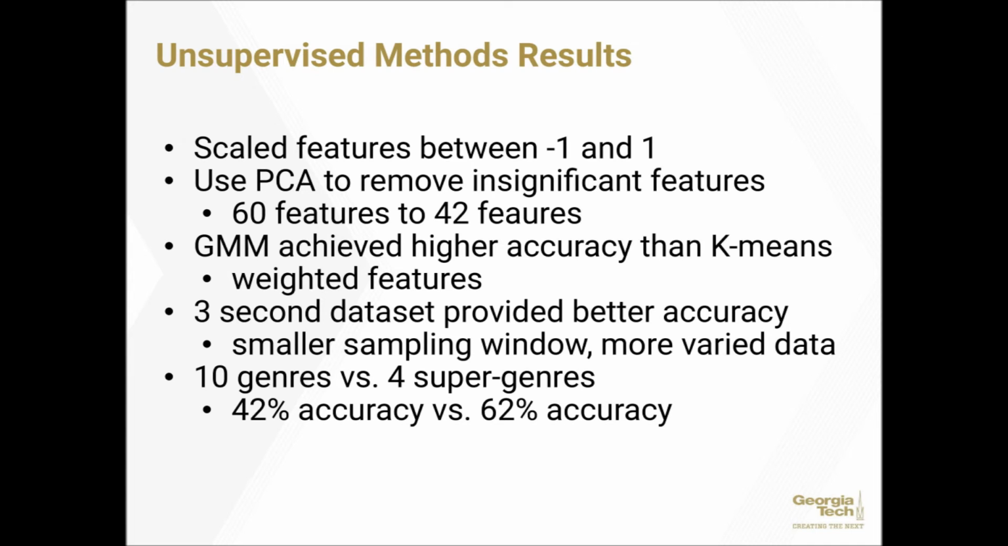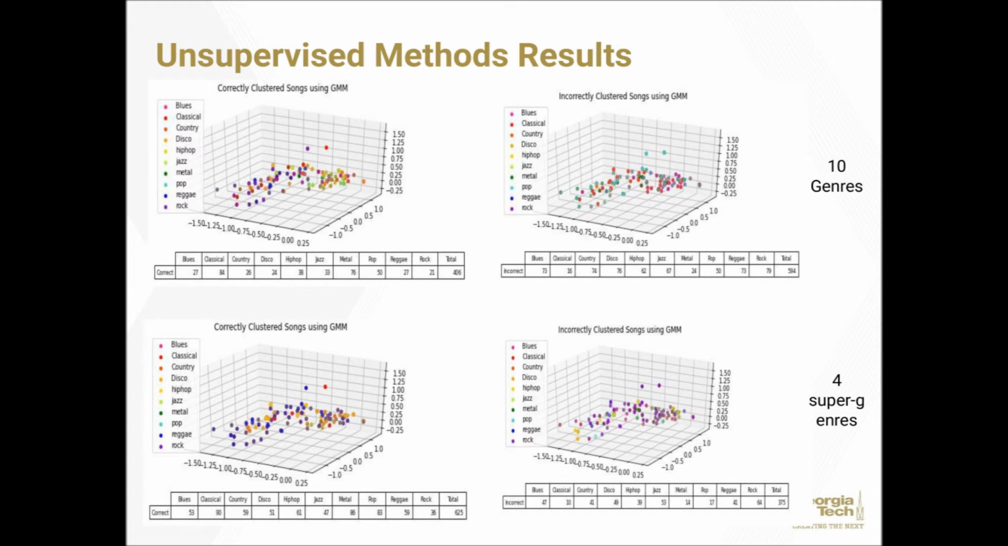This slide shows the visualizations of our clustering method with the results for the clustering of the 10 genres on top and the results of the clustering of the 4 supergenres on the bottom. The plots consist of the first 3 principal components. This now leads to the supervised learning portion of this project.